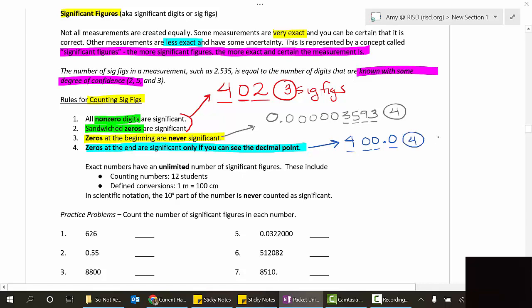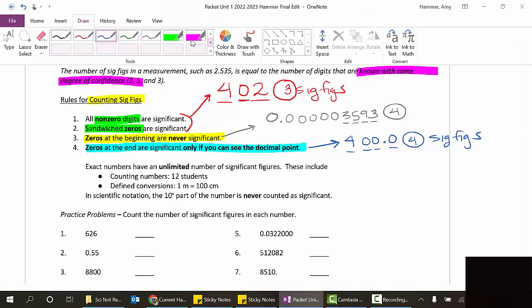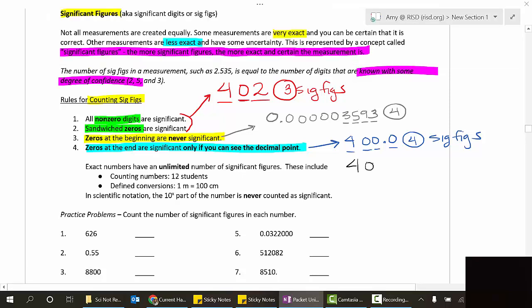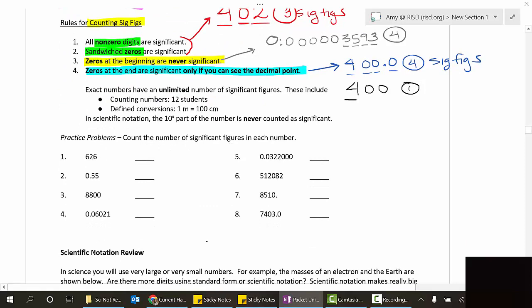So this number 400.0 is 4 sig figs. Now, if I write that number a little bit differently, what if I write it like this, 400? If I write that number, what I really mean is 400-ish, maybe, I'm not really sure. And so that actually only has 1 sig fig, the 4 right there. The zeros at the end do not count because I cannot see the decimal point, and that's what rule number 4 says. All right. Just a little side note here.